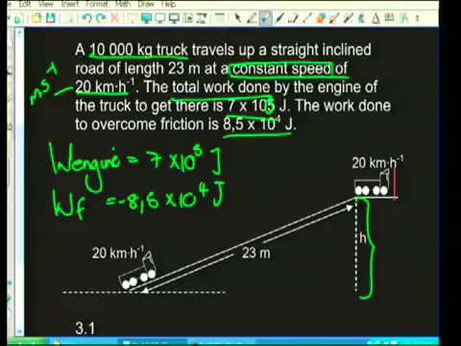Constant speed means that your acceleration is 0. It also means that the net force acting on your object is 0. But net work can't be 0 because it's going through a height. So watch here. They didn't tell us how much work gravity does. That's what we're missing, the work done by gravity.